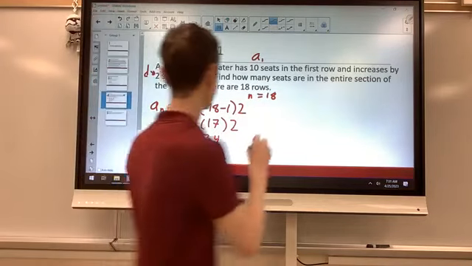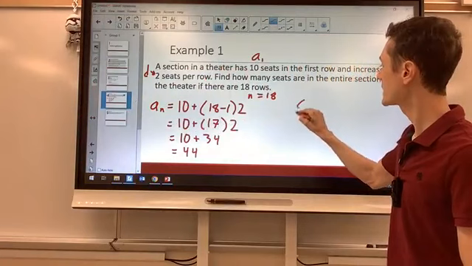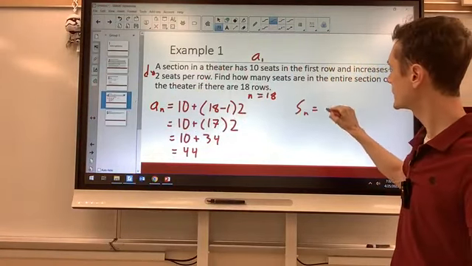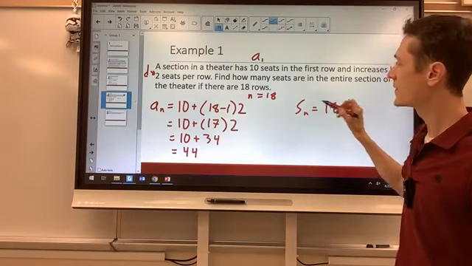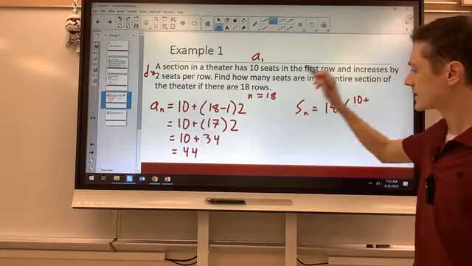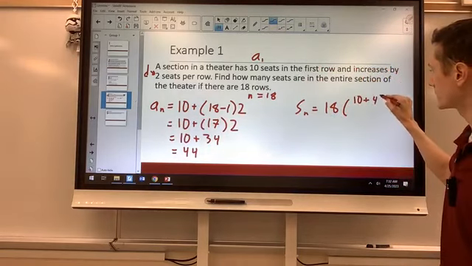So now we're going to use the sum formula, and it's going to be S sub n will equal, I'm adding up 18 rows' worth of seats, and then it's going to be the average of the first row and the last row combined.